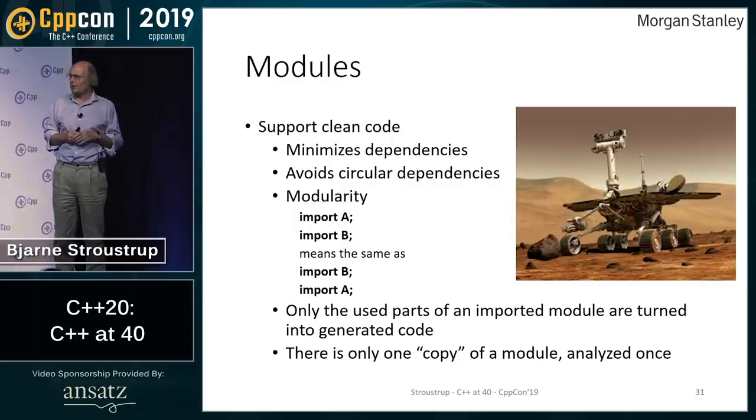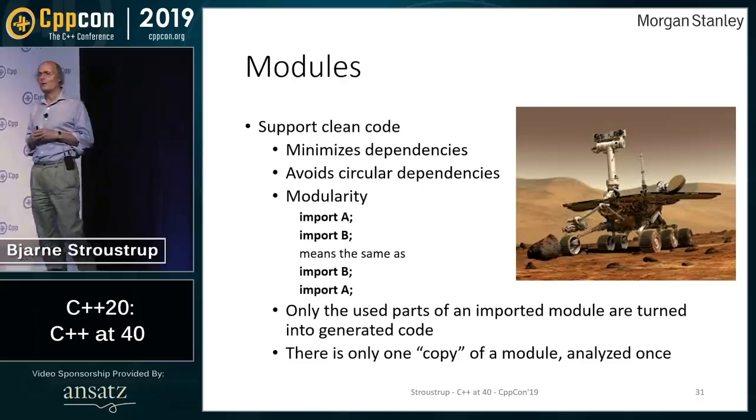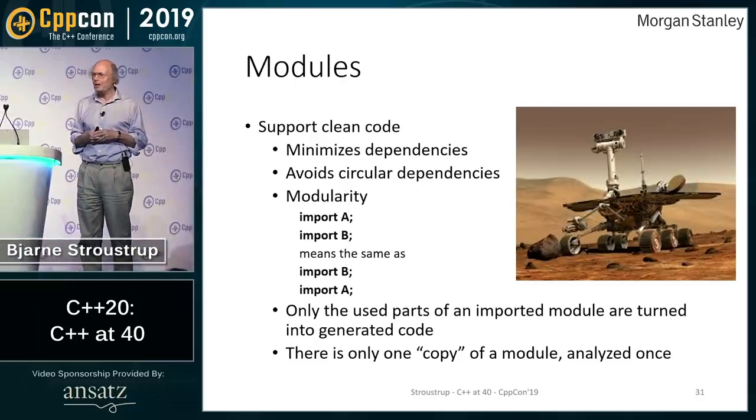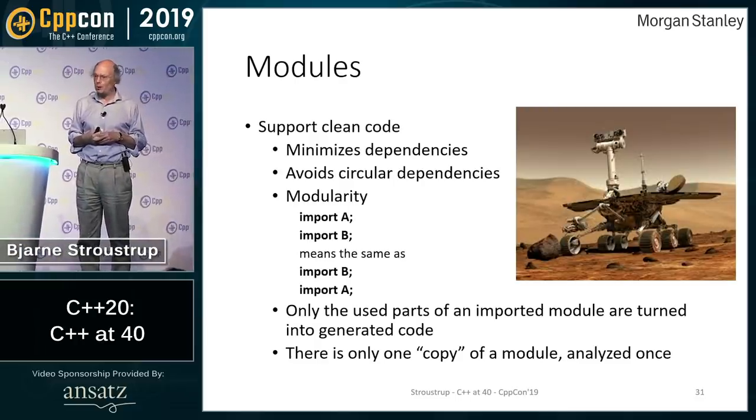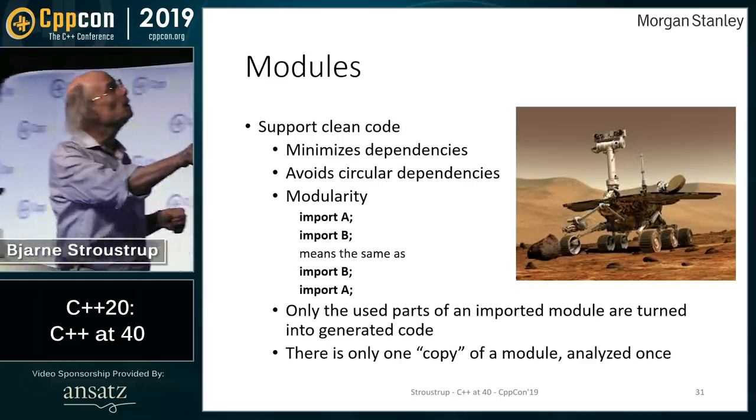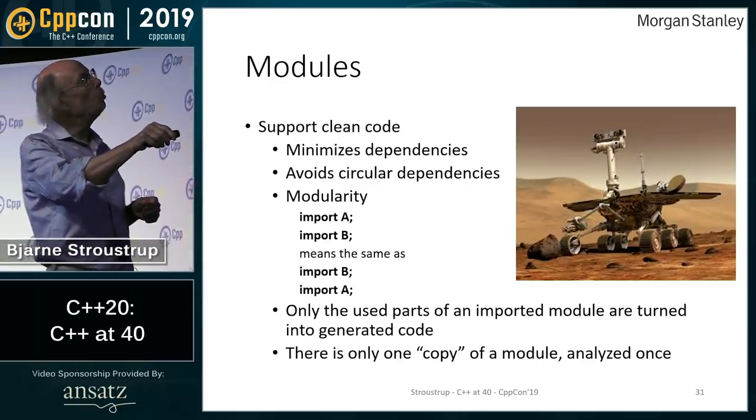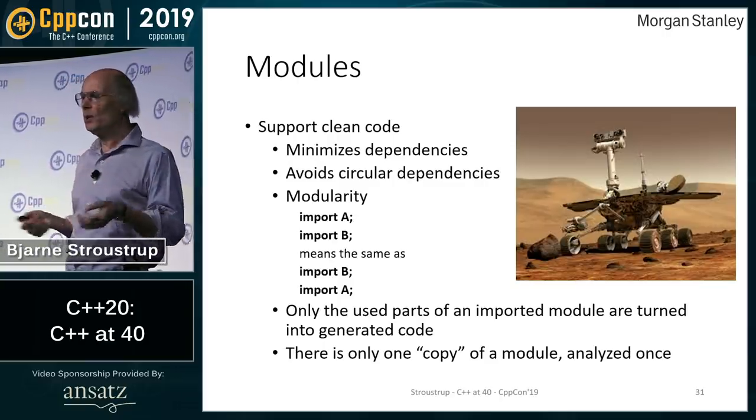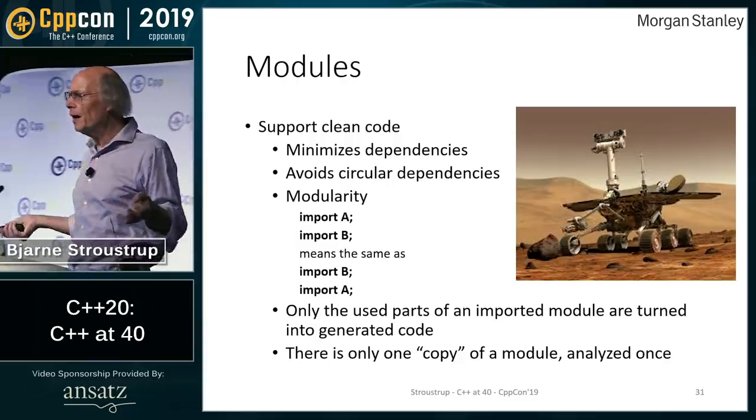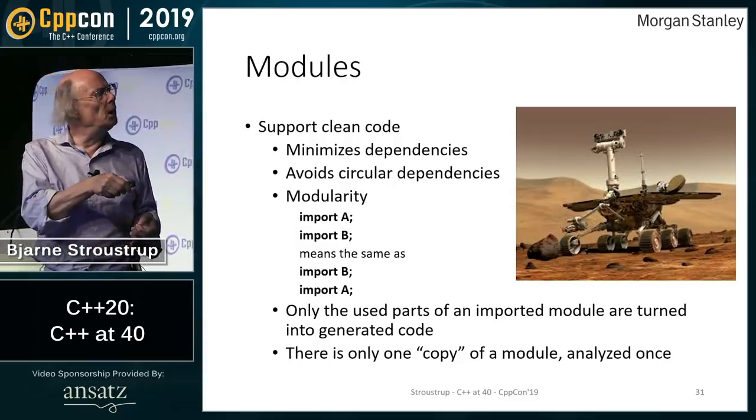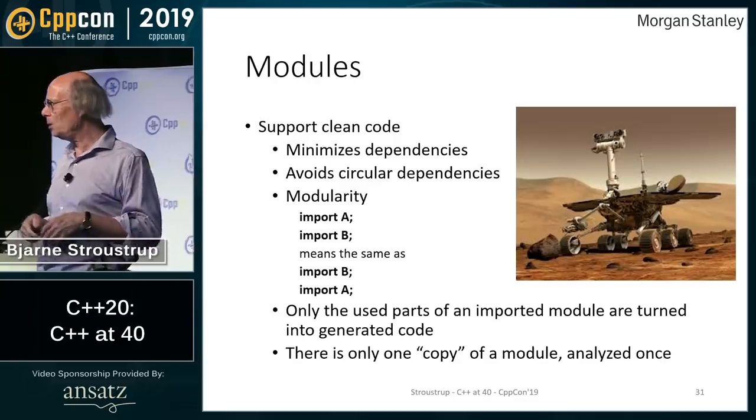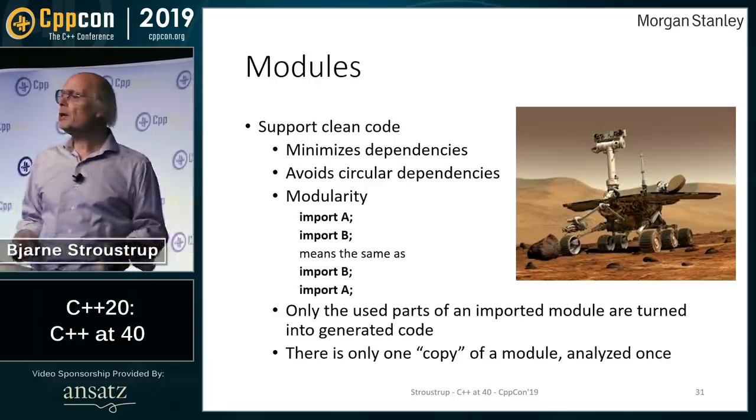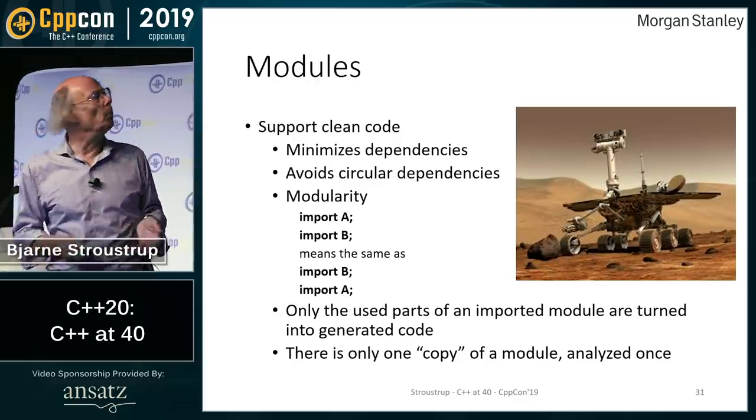Some of you are probably thinking, well, that's not the way my code looks. I have oodles of includes, and we have to be careful about them. Yeah, that's the point. You have far too many includes, and you have to be far too careful. We're doing better these days. So modularity: if I import A and B, it means the same as importing B and A. Fine, that's the way things should be, right? Why should I know about this? And why should A be able to infect B with information? If I wanted dependencies, I should state them.